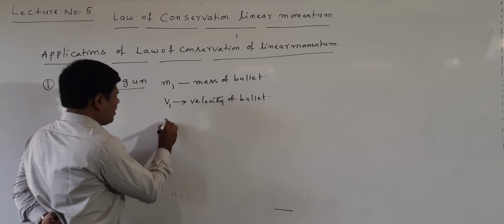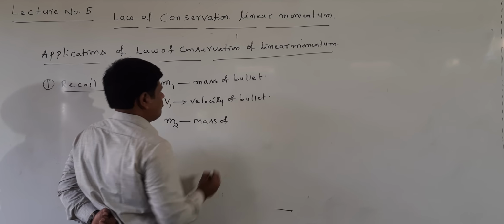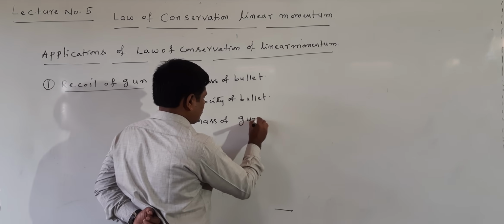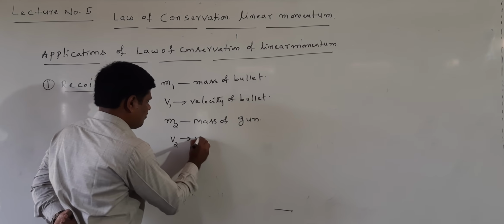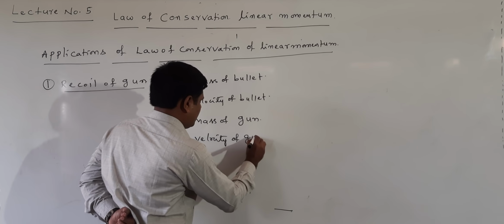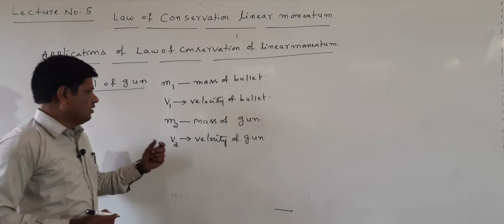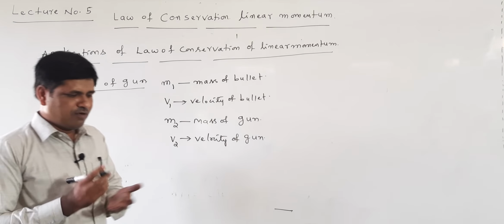Now M2 is the mass of the gun. Now V2 is the velocity of the gun. Initially, the bullet and the gun both are at which position here?